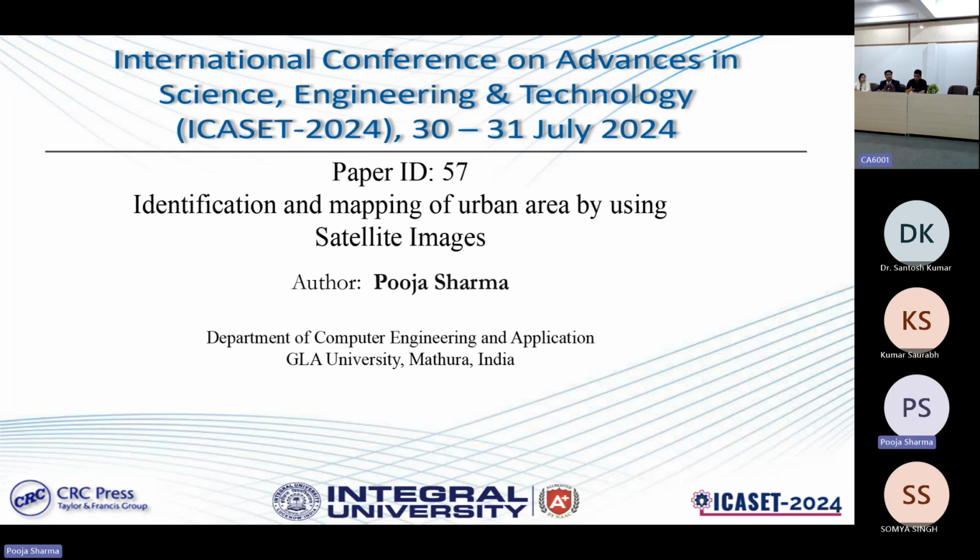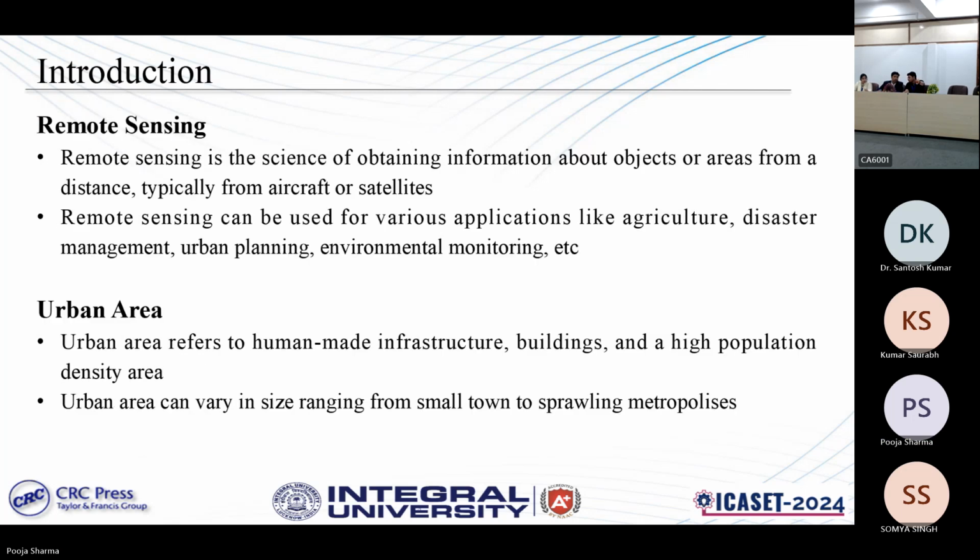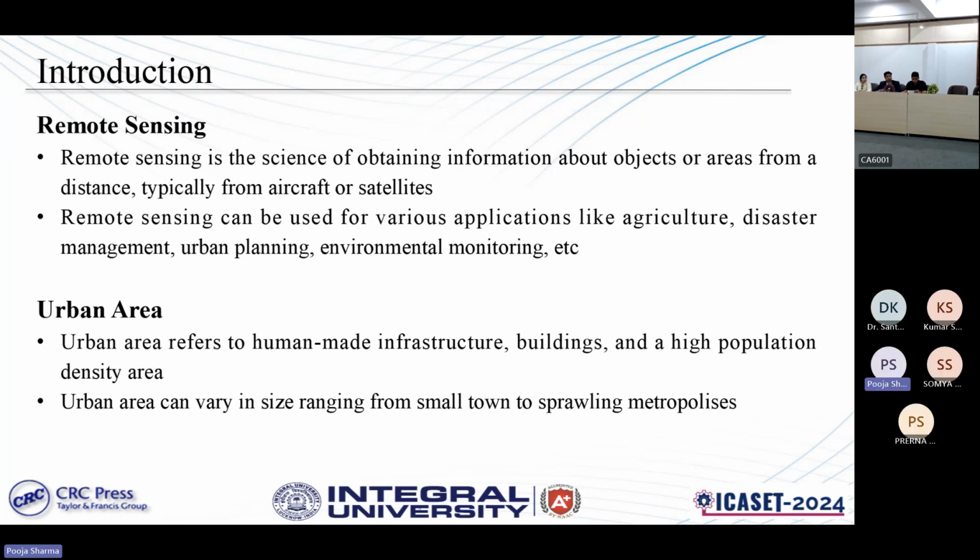Pooja, you can start. Good afternoon, sir. I'm Pooja Sharma from GLA University, and the topic of my presentation is identification and mapping of urban area using satellite images. Here are some outlines which we will cover in the upcoming slides. The idea of our research is to extract and map the urban area by using satellite data. The data which we are using is multispectral data, having 13 spectral bands.